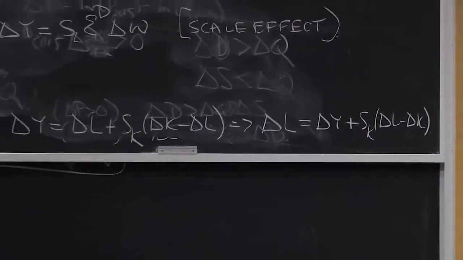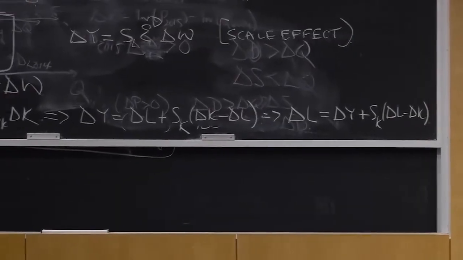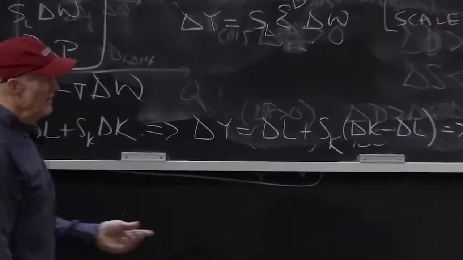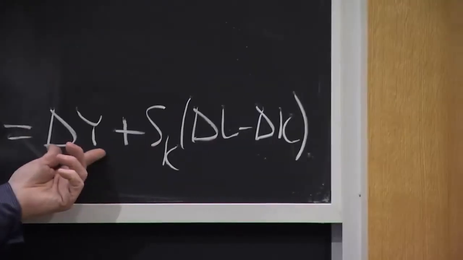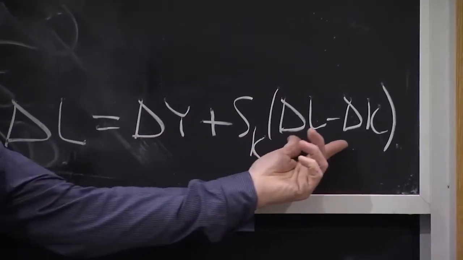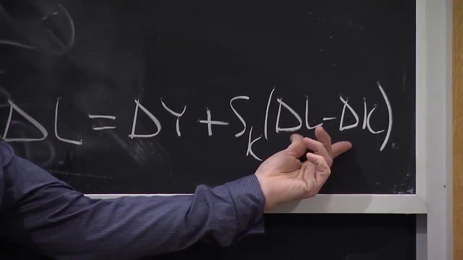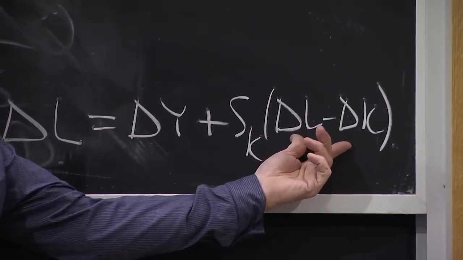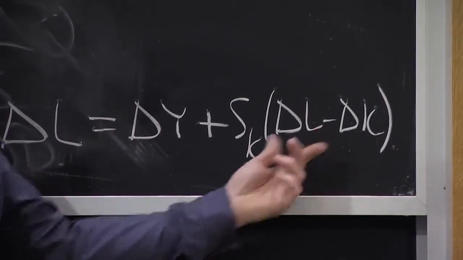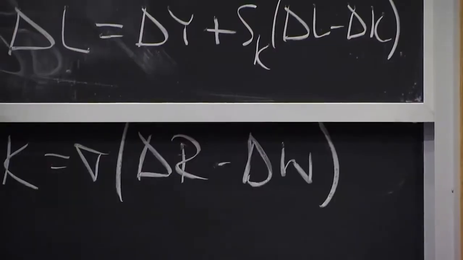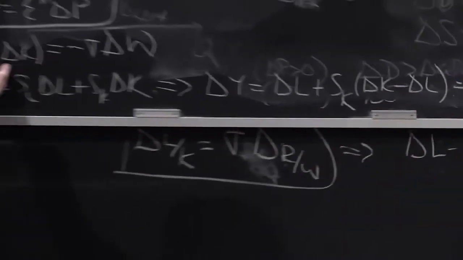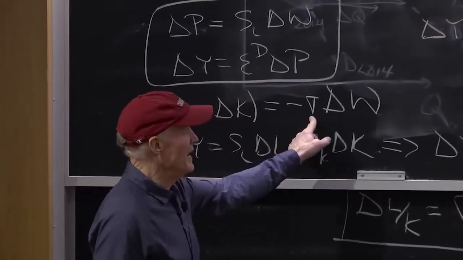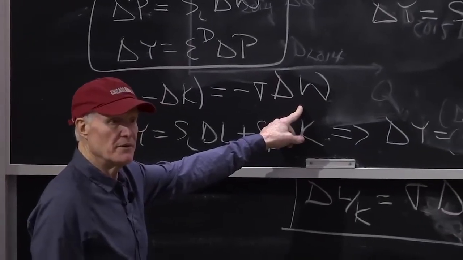Did I do that right, Casey? I think that's right. It says the change in labor is going to be that scale effect plus whatever happens because they substitute capital for labor. Right? But what is delta L minus delta K? It's minus sigma delta W.